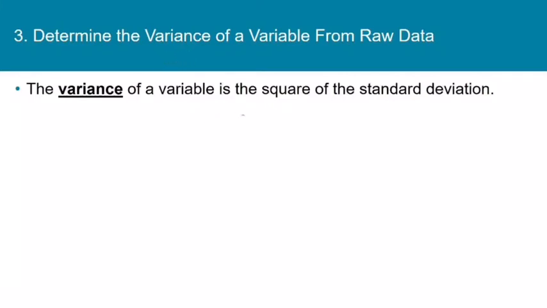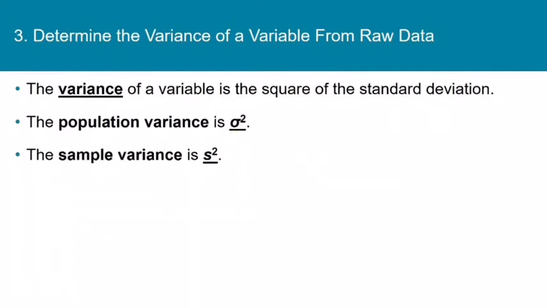And now our third and final measure of dispersion for this section. This is variance. The variance of a variable is simply the square of the standard deviation. And the population variance is denoted by sigma squared, and the sample variance is denoted by S squared. So this is right in line with what we already knew about standard deviation. Remember, population standard deviation was lowercase sigma, and now since variance is the square of the standard deviation, the symbol for population variance is sigma squared. That makes perfect sense. And the symbol for sample variance is S squared.